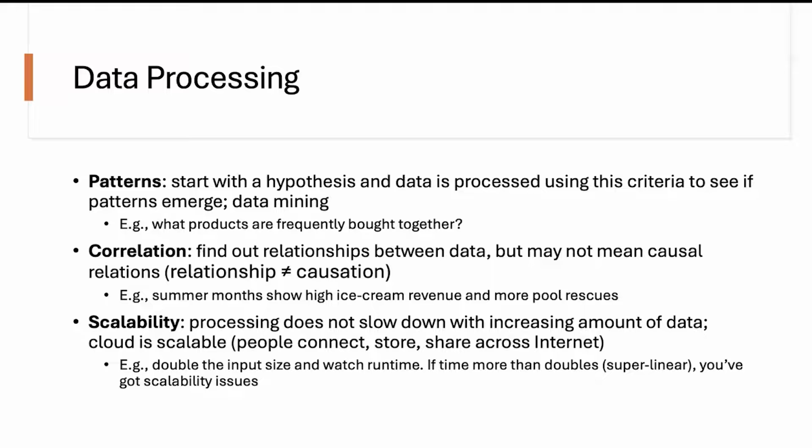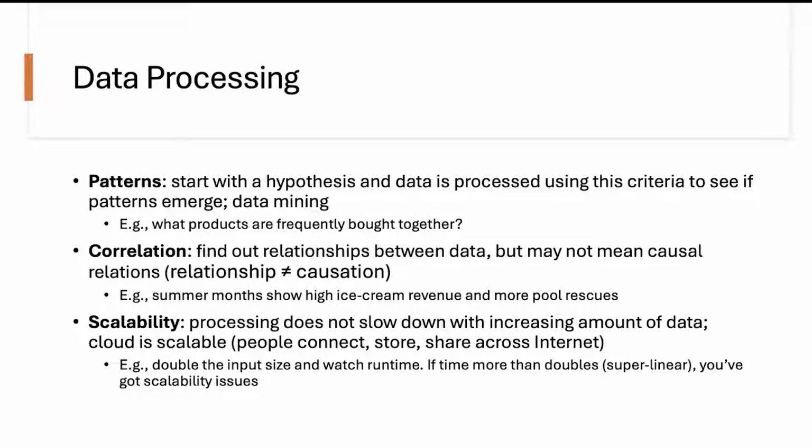Correlation is one step further. It is trying to find out relationships between the data. But please be careful. Correlation only means those two things happen together, but it may not mean a causal relation. So correlation does not equal causation. Like in this example, in summer months, we often see higher ice cream revenues and also more pool rescues. So these two things are correlated with each other because it's summer. But high ice cream revenue does not cause more pool rescues and vice versa. So they are not causing each other.